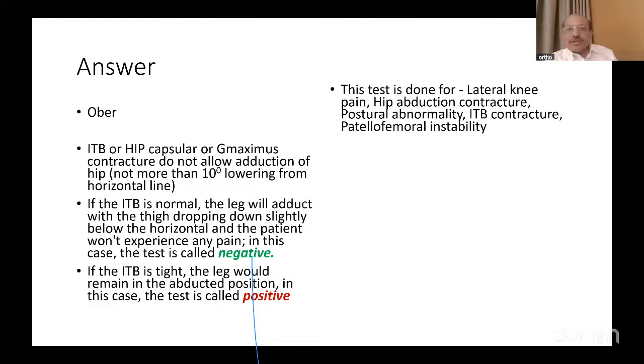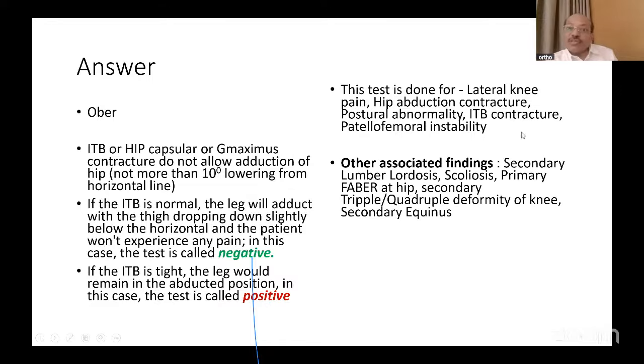There are several conditions where you will examine the Ober's test. So there is the lateral knee pain, hip abduction contracture, postural abnormality, iliotibial band contracture, as well as patellofemoral instability. So if it is a permanent dislocation of the patella or the habitual dislocation of the patella, we have to examine this Ober's test. Now, what are the associated findings?